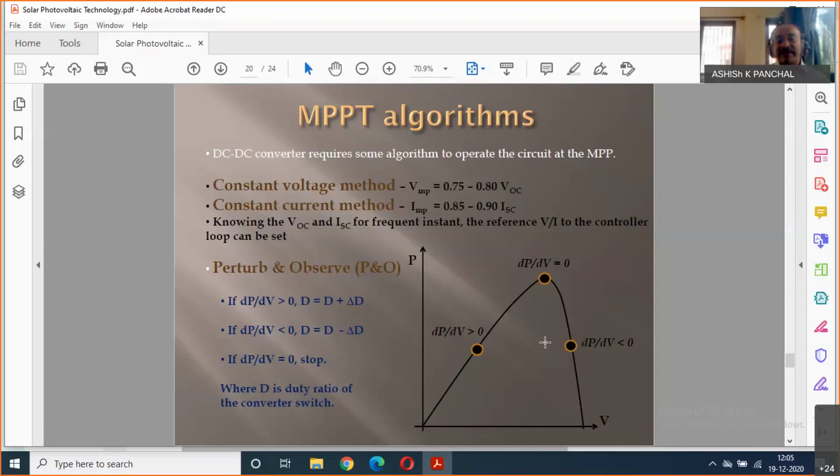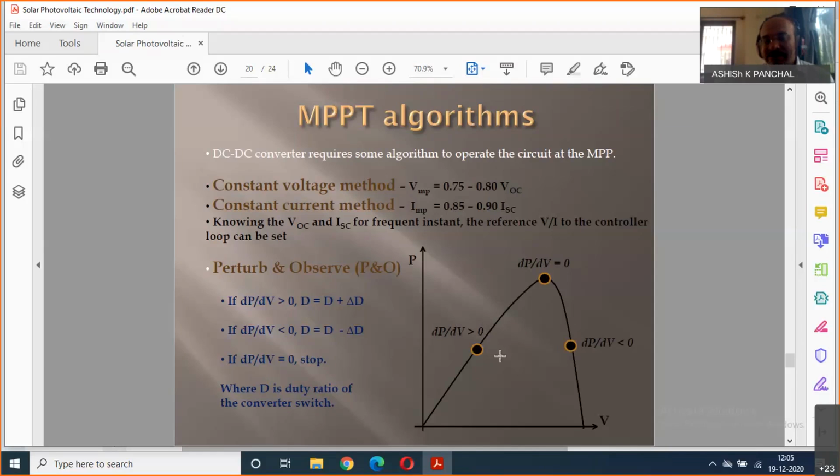Okay, so what you need to know is that the system has a microcontroller, and that microcontroller will sense the change in voltage and current. Whenever a change in voltage and current is sensed, control will act. This is a mathematical operation, and the mathematical operation is done in the microcontroller.